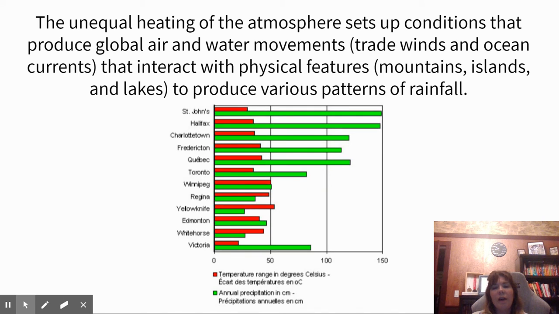So if we look at the unequal heating of the atmosphere, that sets up conditions. Our patterns of trade winds are established through ocean currents, and they interact with physical features such as mountains, islands, and lakes. And so we see a large variety of how precipitation happens. If we take Canada, for instance, places that are near the ocean, St. John's, Halifax, Victoria, are going to have very high precipitation. Toronto and Quebec, which are near the Great Lakes, have a higher precipitation rate. Why? Because water evaporates off of the bodies of water, and then it rains back roughly in the spot where it is.